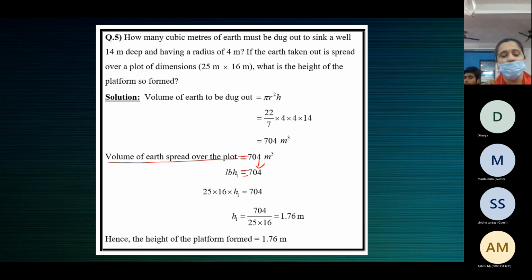Now this one you should convert to the maths formula. Volume of the earth in the plot is LBH. Why LBH? Because it's a cuboid. So volume is LBH. And you will not use H here because you already have H here. So H1. That's all. Find H1 from this, and that's the height of the platform. Write down, children.